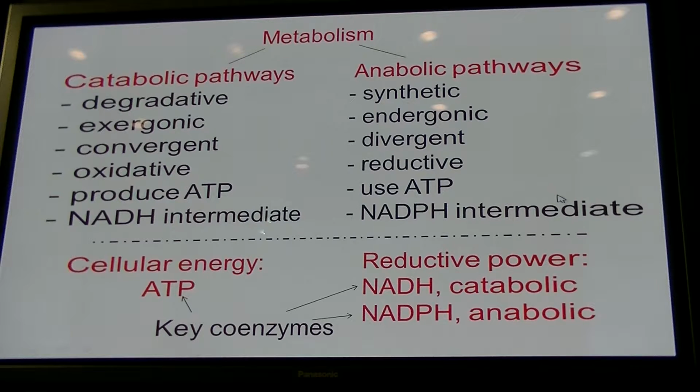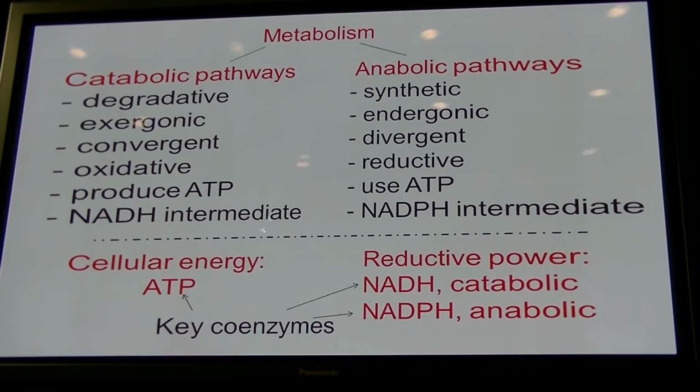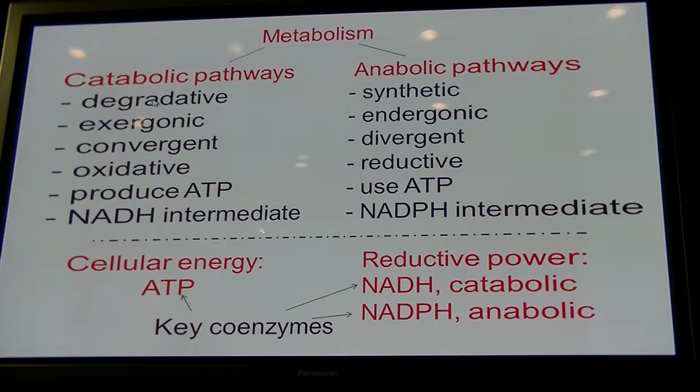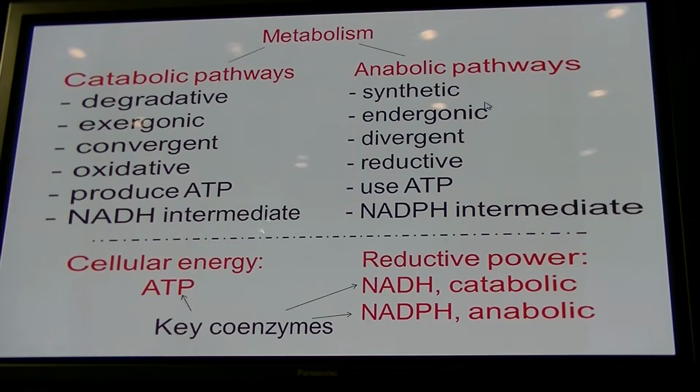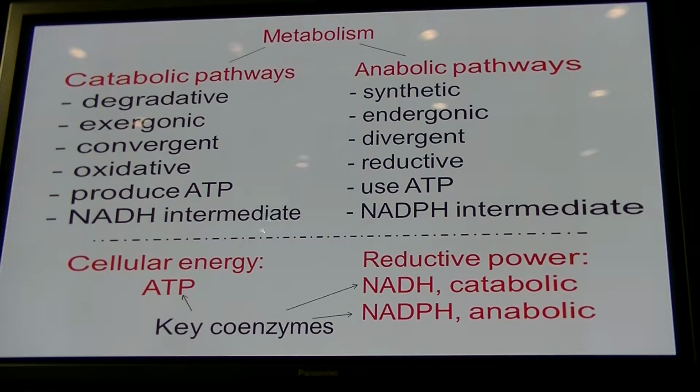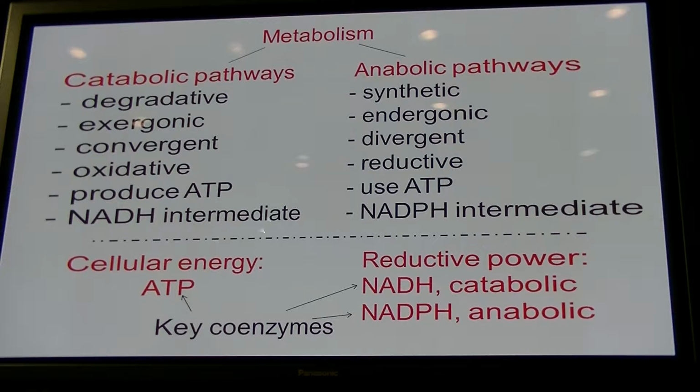Build up. So, well, let's look at the anabolic pathways first. They're synthetic, that means you build up things. In contrast, catabolic pathways tend to be degradative. You break things down. You go from larger to smaller. Anabolic pathways tend to overall require energy input. Another word for that is they are endergonic. And catabolic pathways, breakdown pathways, are generally exergonic, release energy, release heat.